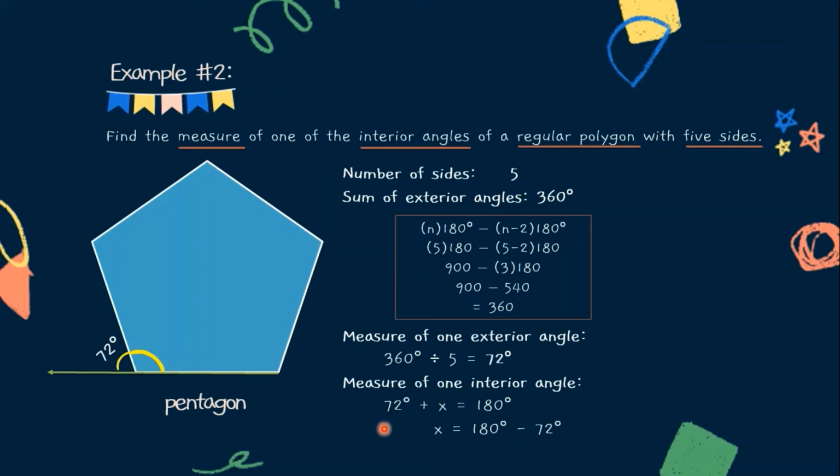Transpose natin yung 72 degrees dito sa right side kasama nung ating constant na 180 degrees. Naging minus 72 siya dahil 72 degrees here is positive. If we transpose it to the other side, magbabaliktad yung kanyang sign. So, from positive, maging negative siya. Performing the operation, x is equal to 108 degrees dahil 180 minus 72 is equal to 108. Therefore, itong ating interior angle ay 108 degrees.